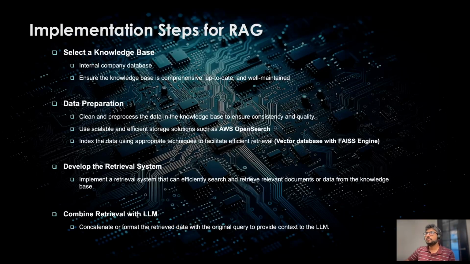Now let's look into the implementation steps for RAG and how we can plug in the RAG system to an LLM. So the first step is to select a knowledge database. The knowledge base could be your internal company database. You just have to ensure that the knowledge base is comprehensive, up to date, and well maintained. The second step is data preparation. You have to clean up and pre-process all the data in the knowledge base to ensure consistency and quality.